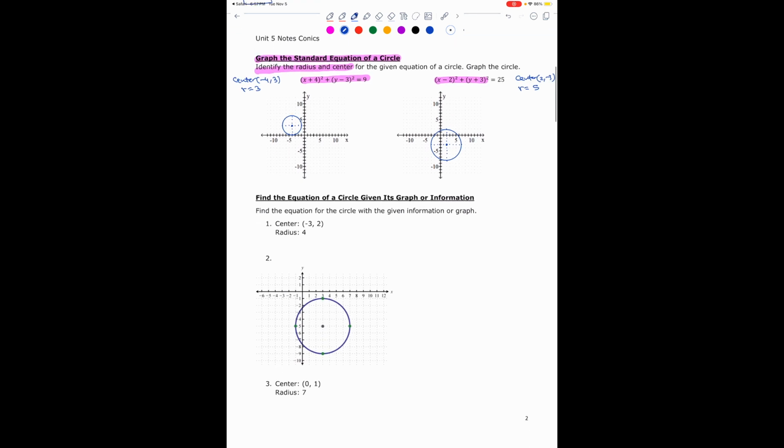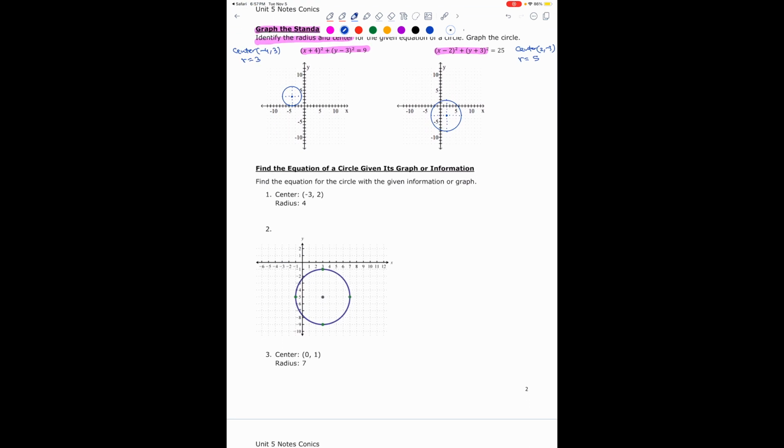How about if we were given the graph of the circle and we would like to find the equation of the circle, or you were given the information about the circle and you would like to find the standard equation of the circle? So here is an example.